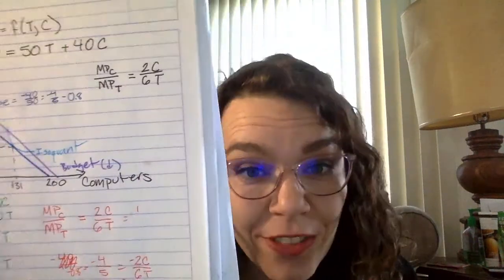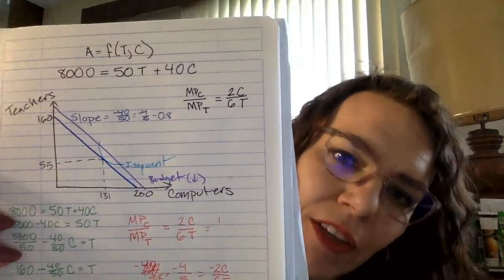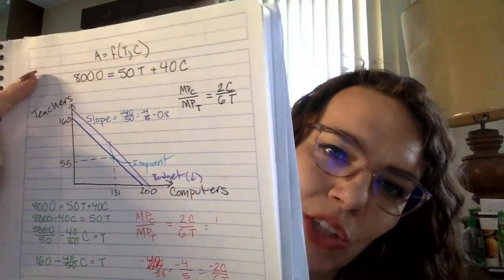What would happen if computers got cheaper? If computers got cheaper, that would be a decrease in the cost of computers. That would rotate the budget constraint out so that you could buy more computers at every price. But it would also increase consumption of both, if we assume both teachers and computers are normal goods. Let me draw it here.